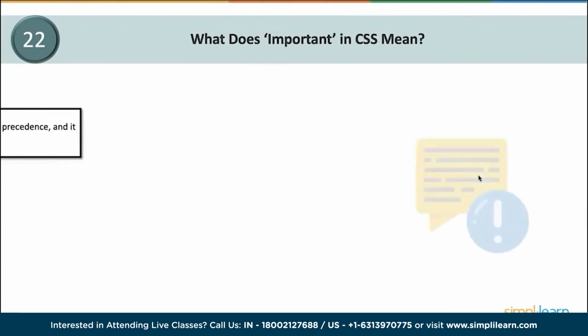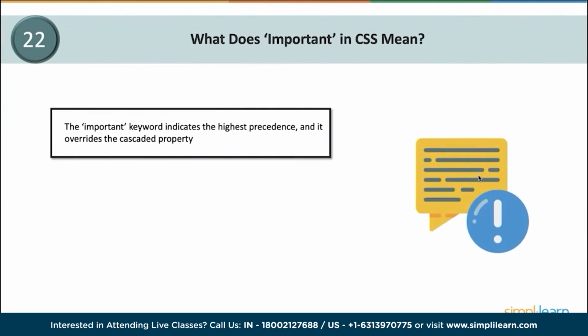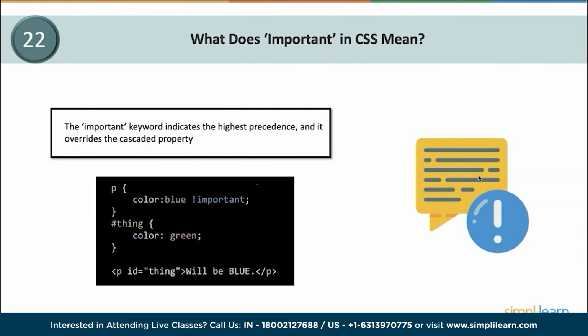Next question: what does !important in CSS mean? The important keyword indicates the highest precedence and it overrides the cascade properties. As you can see here, we have a paragraph where we have a color set as important, and there's one ID named thing with color green. So when you talk about p#thing, the important color automatically overrides with the highest precedence.